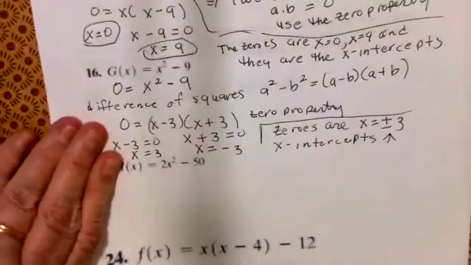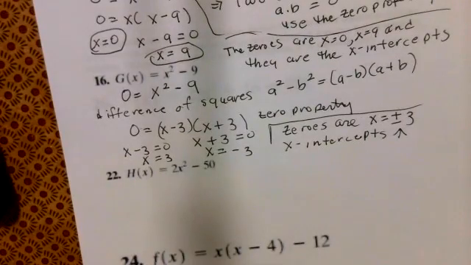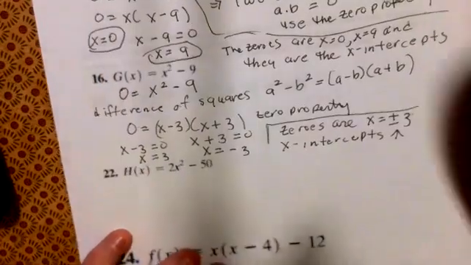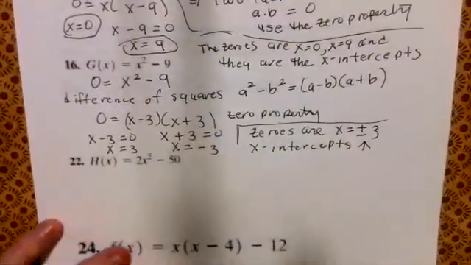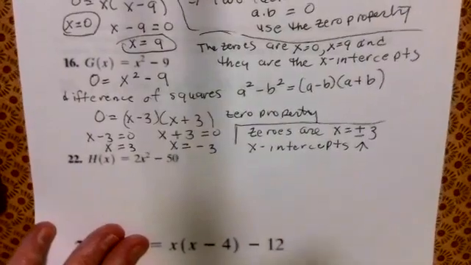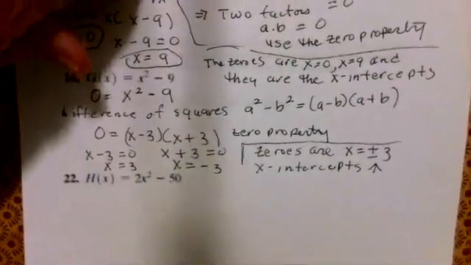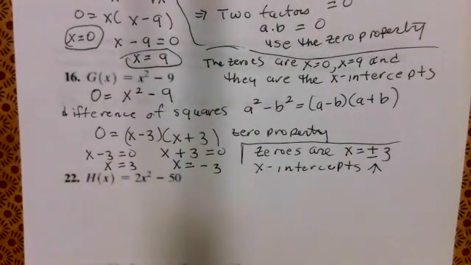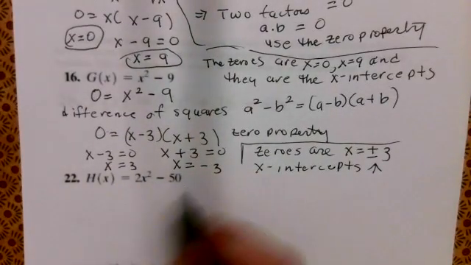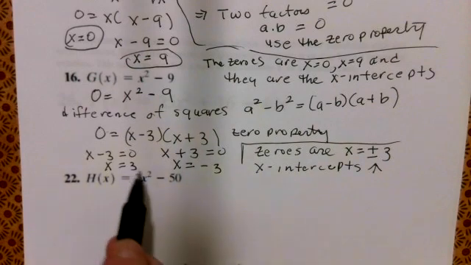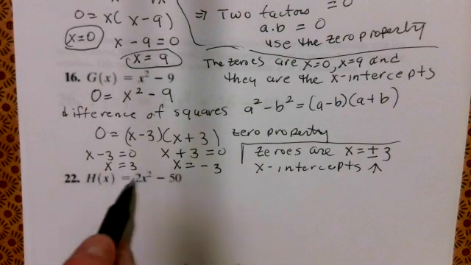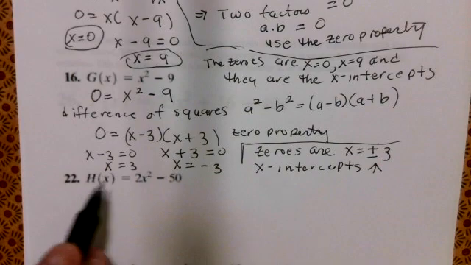Okay, let's look at this next one. We've got h of x equal 2x squared minus 50. Well, this is not a difference of squares when we look at it, because 2 is not a perfect square and 50 is not a perfect square. But is there a common factor? And if so, what is the greatest common factor?